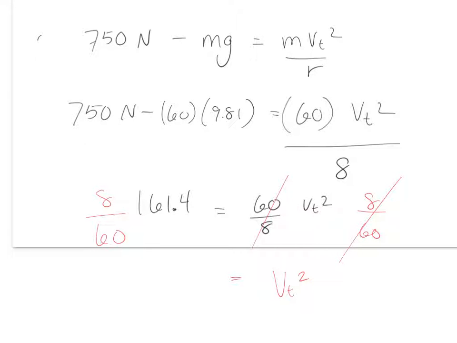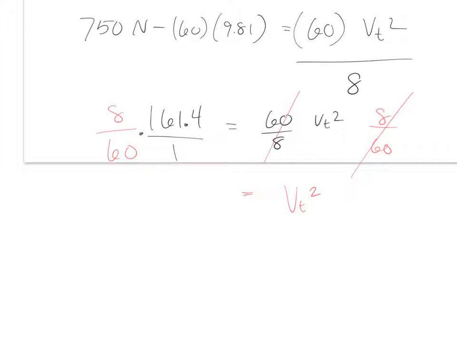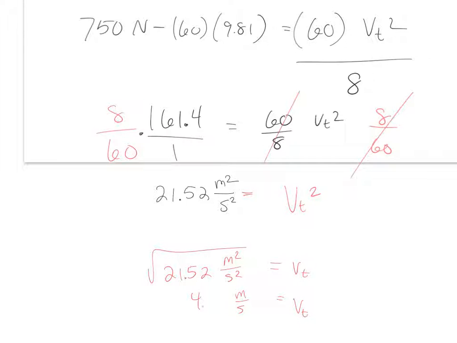So I do 8 times 161.4 over 60 times 1. Remember, the 161.4 is really over 1. Okay, what do I get for Vt squared before I take the square root? What do I get? Ryan? And those units are meters squared per second squared. How do I know that? Because I'm going to take the square root. So what does that give me as an answer? 4.64. Can I just get a verification? Is that right? Yeah. Okay.